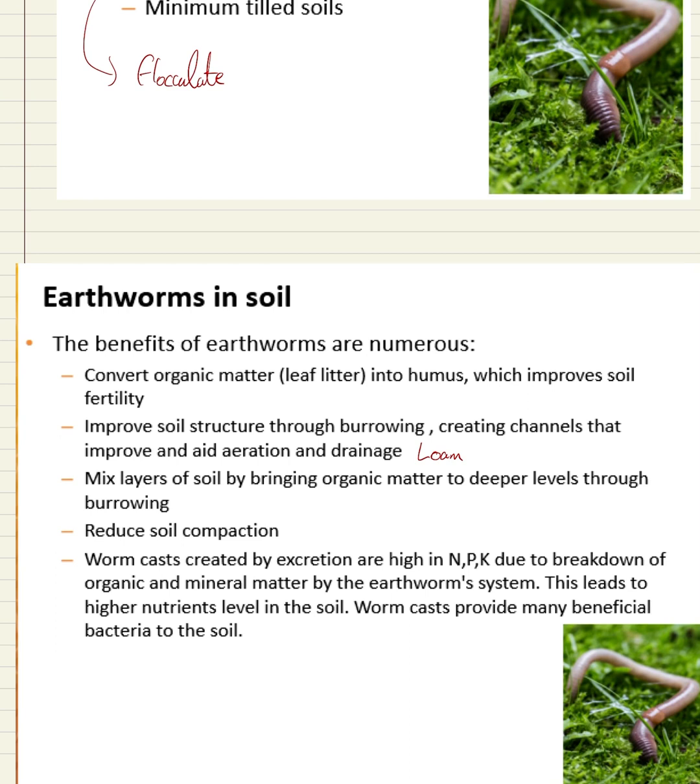And lastly, earthworm casts created by excretion are high in nitrogen, phosphorus and potassium due to the breakdown of organic and mineral matter by the earthworm system. So this is going to lead to higher nutrient levels in the soil. Worm casts provide many beneficial bacteria to the soil, as well as reducing our fertilizer bill. If our worm casts are able to add nitrogen, phosphorus and potassium into our soils naturally, we're going to have to apply less fertilizer and hopefully make our farm more profitable.